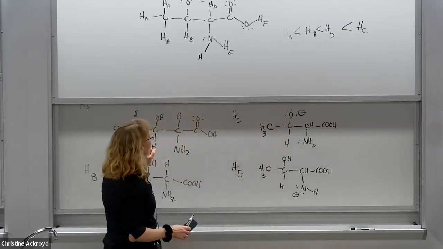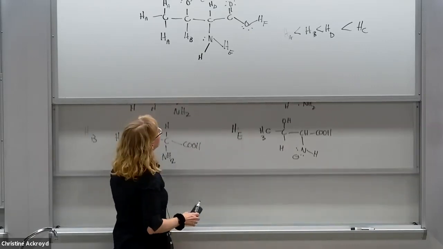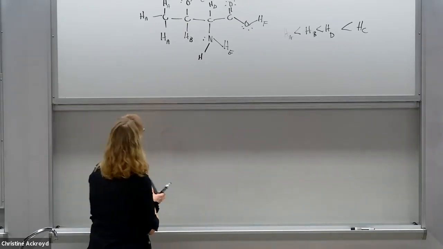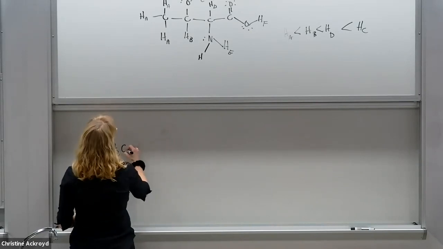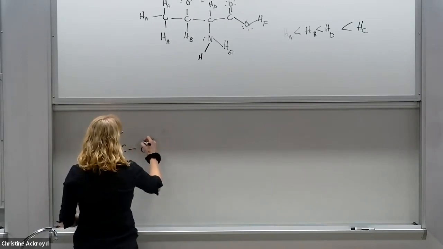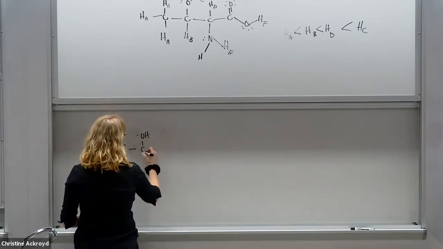Okay. However, we have another example here. Hydrogen F, or proton F. If we pull that one off, where's the negative charge? It's on an oxygen.